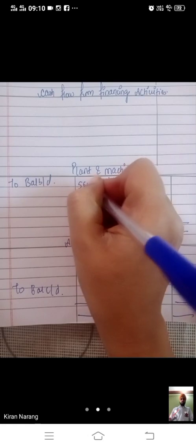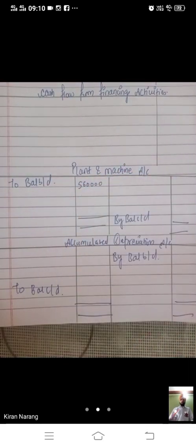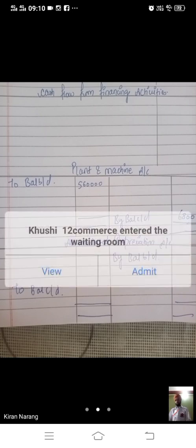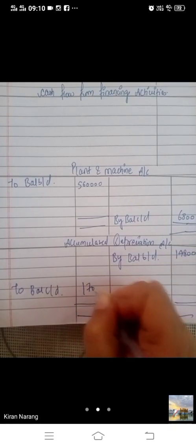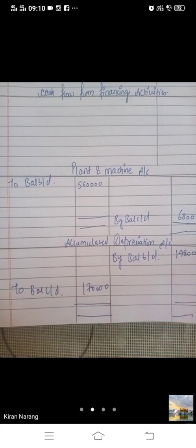Now have a look which items are given to you. 5,60,000 is the value given for plant and machine and closing 6,80,000. Okay. Then बच्चे accumulated depreciation 1,48,000 and 1,70,000.